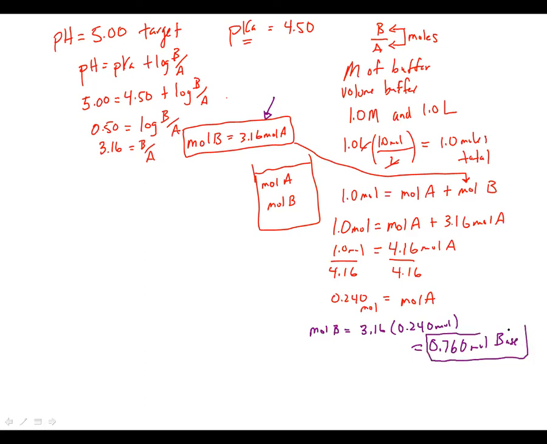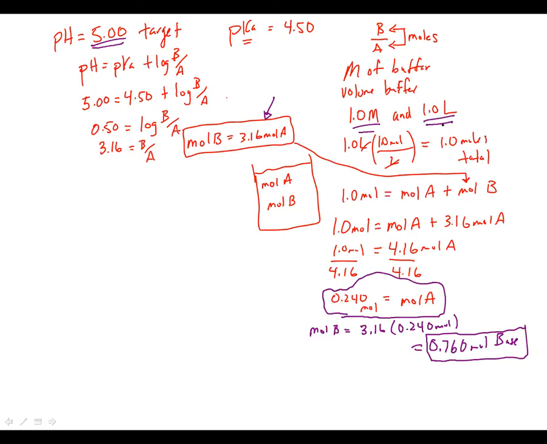So if we were going to make this buffer that has a pH of 5 and a molarity of 1 molar, and we want to make a grand total of 1 liter of it, we would need to take off of the shelf 0.24 moles of the acid part. We would also need to take off of the shelf 0.76 moles of the base part of the buffer, and we would need to mix them together with enough water to get us a total volume of 1 liter.